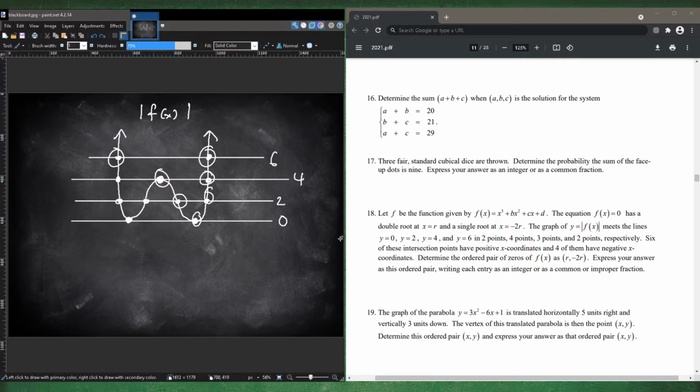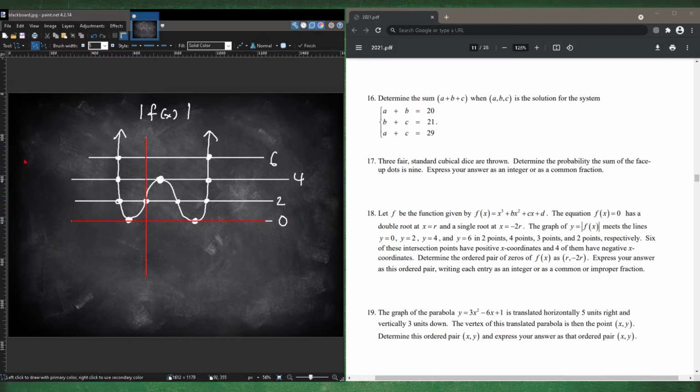So the x coordinate of this point is 0. So we could just draw a coordinate axis right here. So this is where our coordinate axis is going to be. So 1 right here and 1 right here. Okay, so that gives us one of our points. So this y value is 2 and x value is 0.